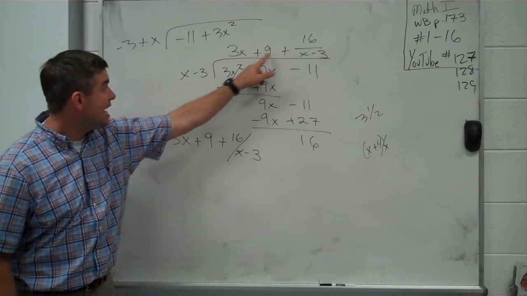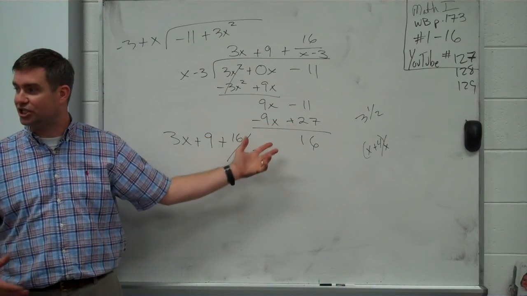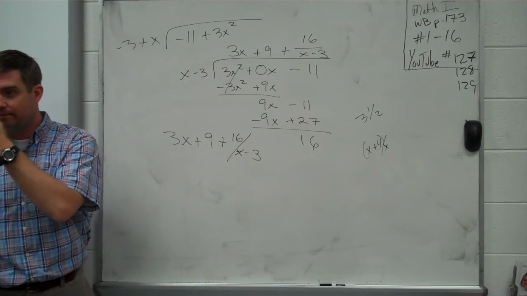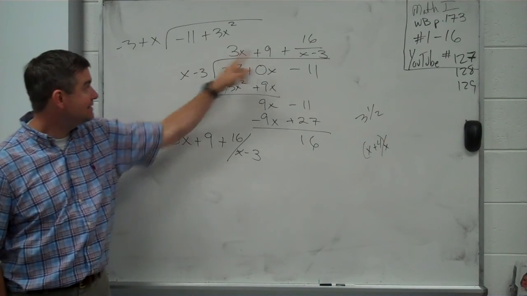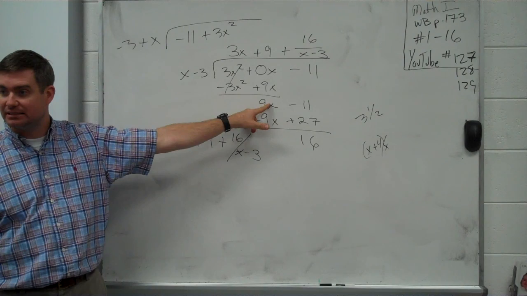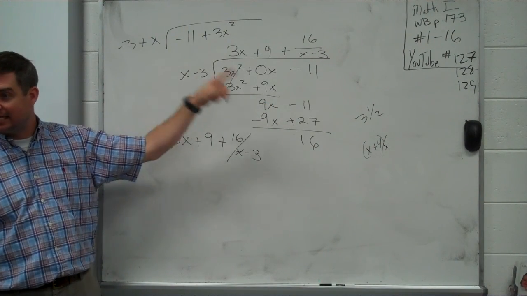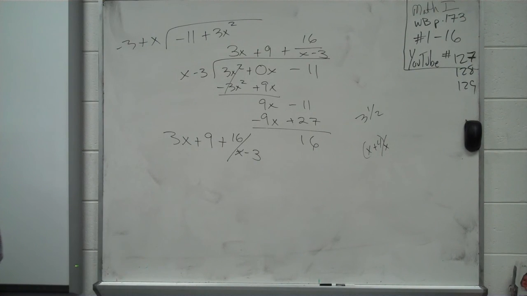27, because 9 times negative 3, it started off negative 27, then I changed it. Good question. So, what made you choose 9 up there? 9 times x would give me 9x. I was trying to match it up with 9x. How do I turn x into 9x? I multiply it by 9. Okay, good question.